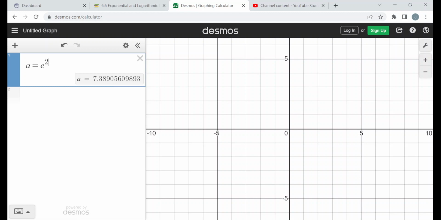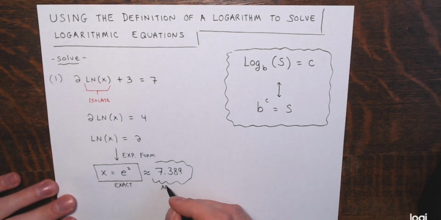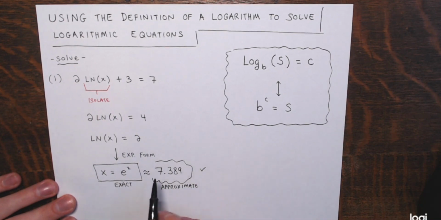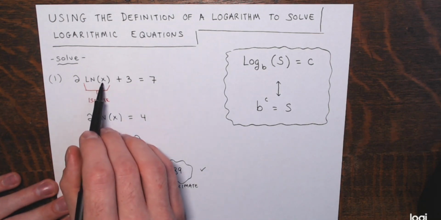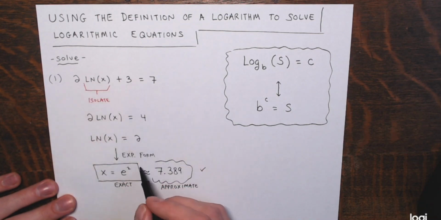So back on my paper, I've already written this. That's the rounded answer, the approximate answer. And of course, let's check this. Plug this back in here. Now, if you plug in e squared, it's pretty easy. The natural log of e squared would just be 2, and then 2 times 2 is 4, plus 3 is 7. This totally works.